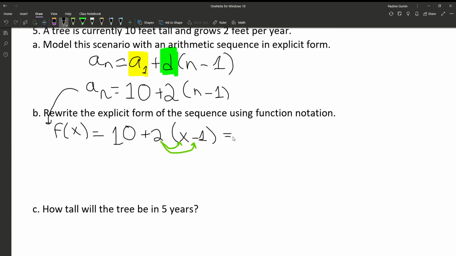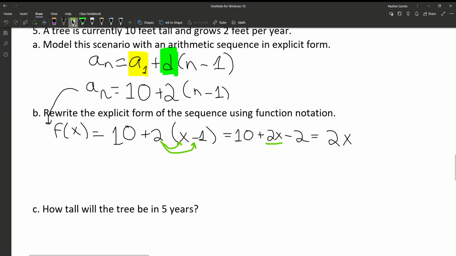So our 10 stays as 10 because nothing happened to it. 2 times x becomes 2x. 2 times negative 1 becomes negative 2. Okay, now let's combine some like terms. First, I'm looking at the 2x. Unfortunately, there's nothing I can combine that 2x with, so poor 2x, lonely 2x is all by itself.